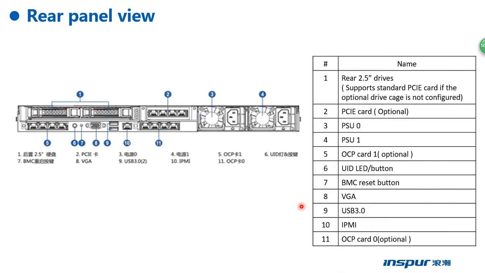This page shows the rear panel. You can see the rear hard drives and the network interface. This one is the BMC port, the VGA port, the USB port, and the UID port, the BMC reset button. The UID button and the BMC reset button, the PSU models, PSU 0 and PSU 1.